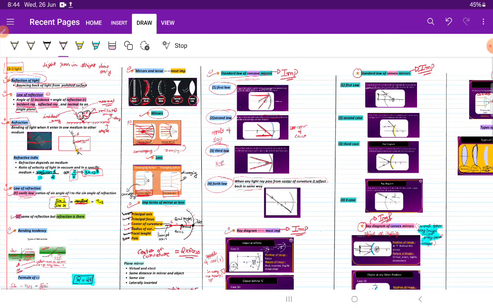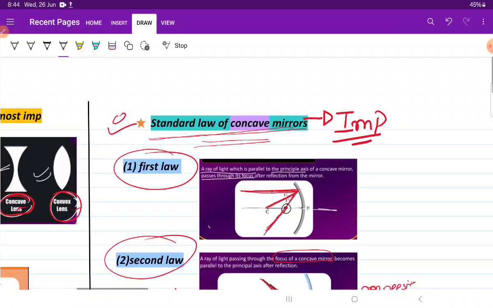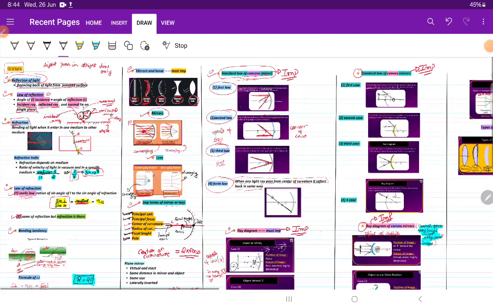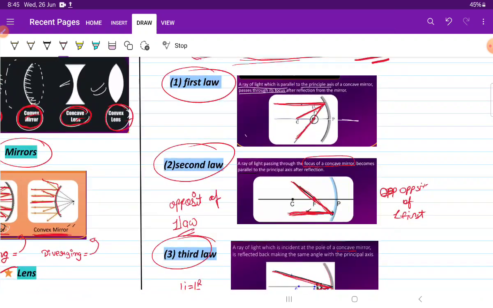So here we have learned the four standard laws of concave mirror. Till here we have done reflection of light, refraction, refractive index, law of refraction, bending tendency, some basic laws of mirror and the lens, then the important terms, then the plane mirror and the laws of concave mirror. I hope it is clear that the four laws are there.